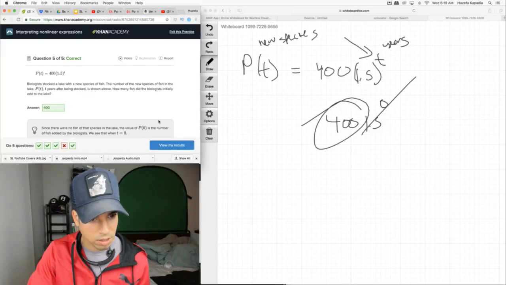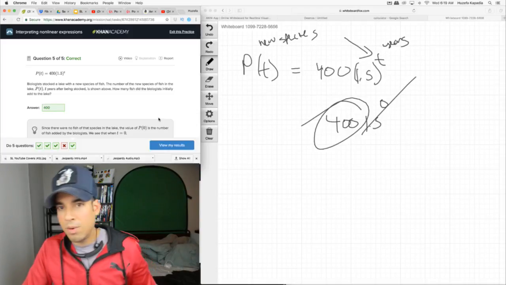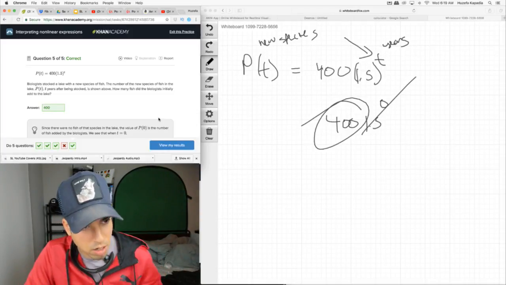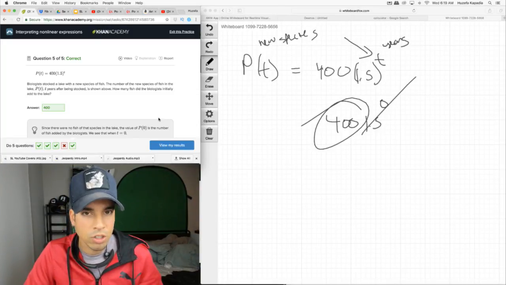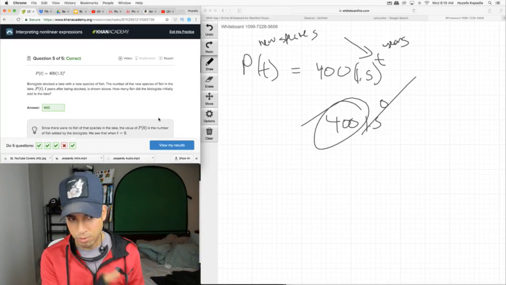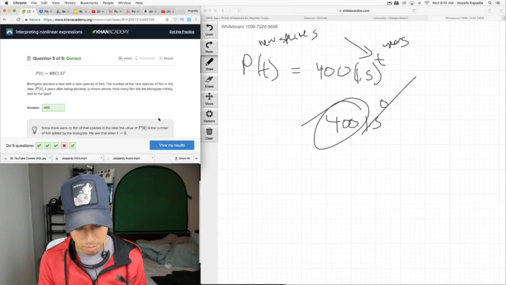Let's give it a shot. And that is correct. All right. There we have it. So those are the interpreting nonlinear expressions. Very challenging problems. And again, like I said, if you are also confused by 4, leave a comment below or ask me a question, shoot me an email, whatever you like.